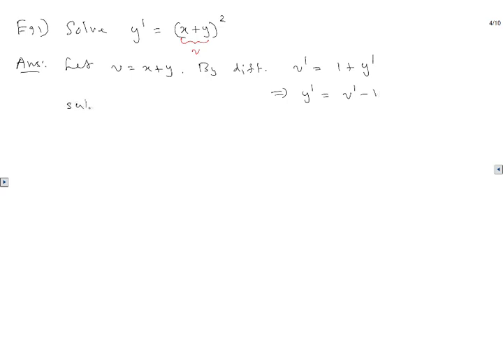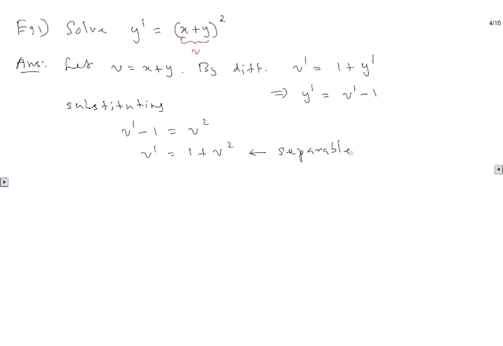Substituting, we're going to substitute. Then what will happen to the differential equation? It becomes v prime minus 1 on this side. The other side simply becomes v squared. We can rewrite this one as v prime equal 1 plus v squared, and you can see that this is a separable equation.